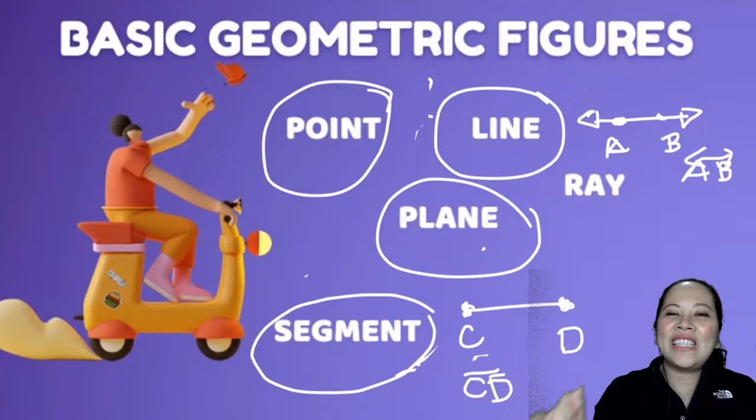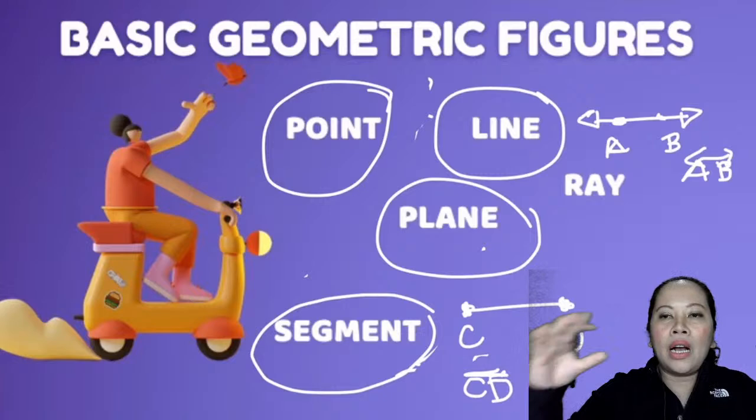For a segment, when you write it, it will be CD with just a line on top without an arrow. That means it's a segment.